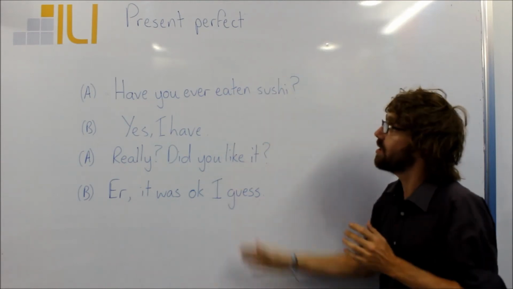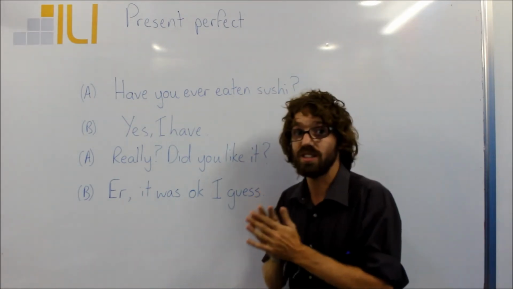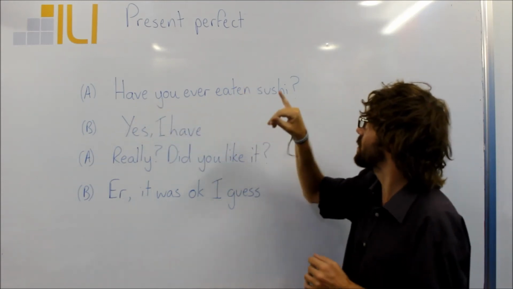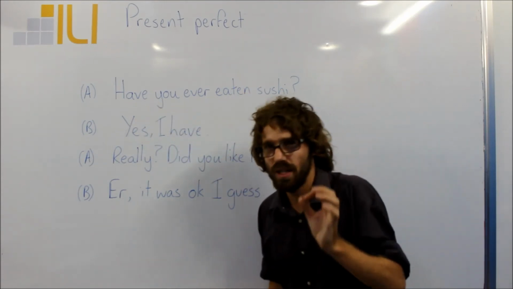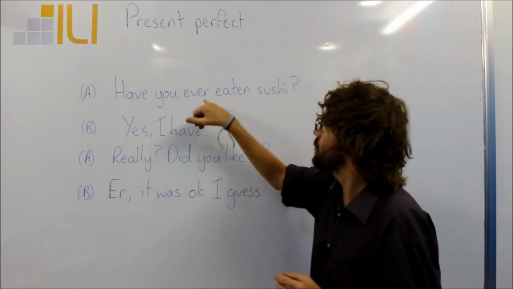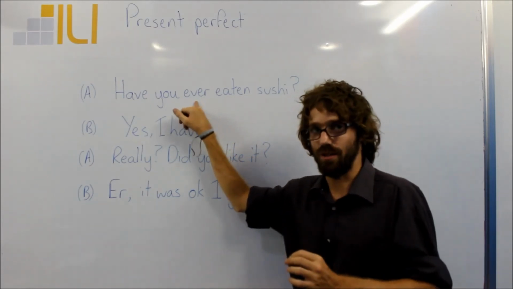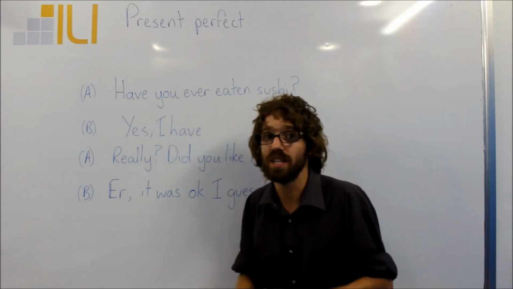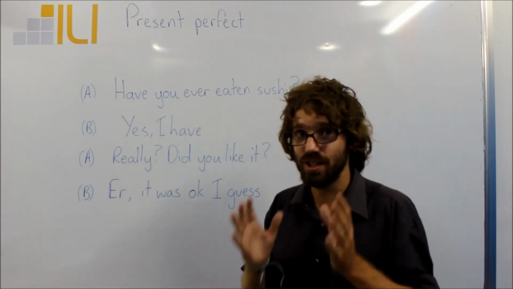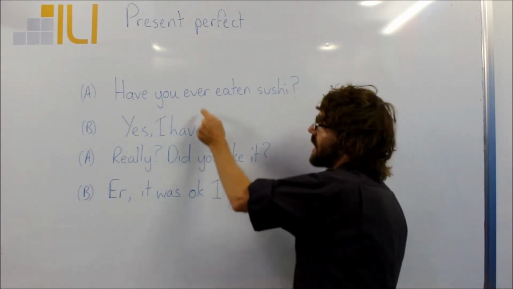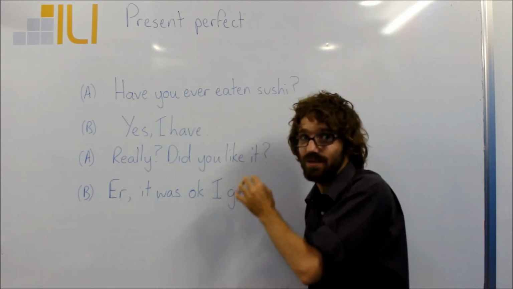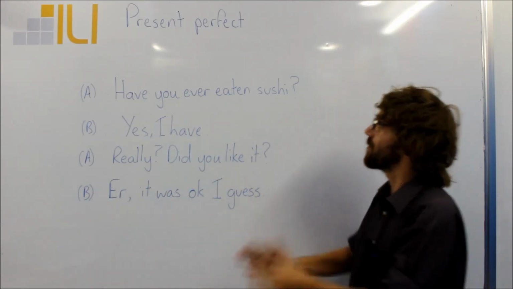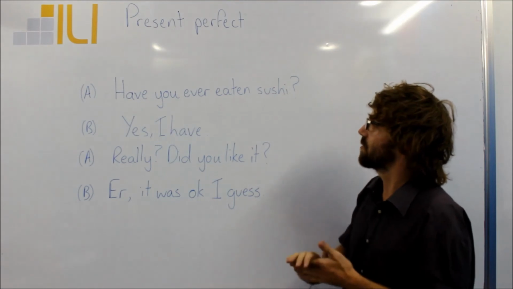So on the board we have some questions and answers. Question 1, have you ever eaten sushi? Please remember, we only use ever in the question. When we say, have you ever eaten sushi, this just means at any time in your life. We don't use ever in the answer, all right? So we normally just use that in the question.